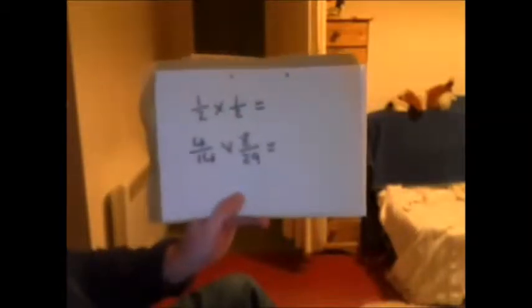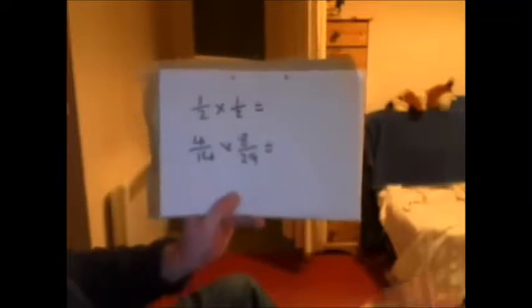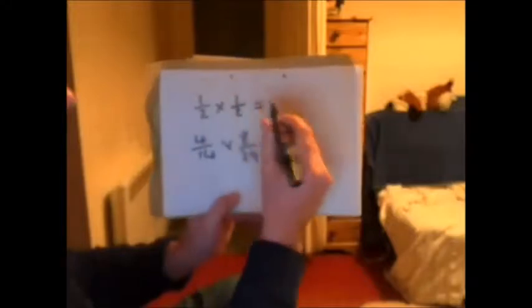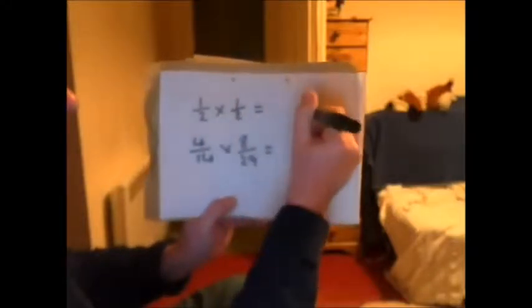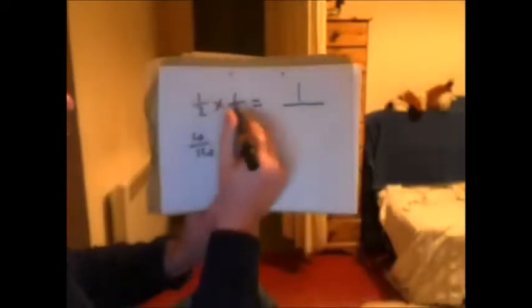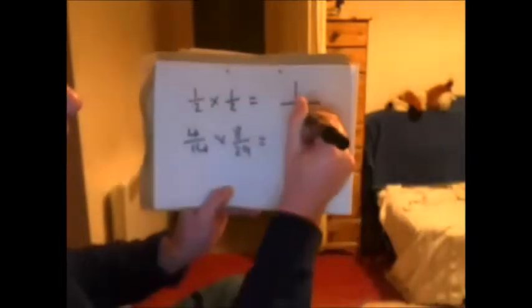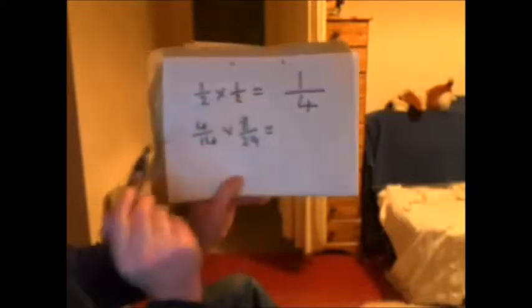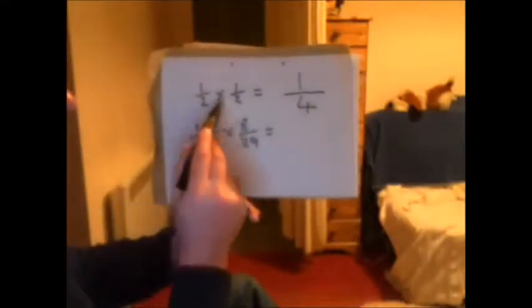a half times a half. 1 times 1 is, surprise, surprise, 1. 2 times 2 is 4. And that makes sense, doesn't it? Because it's really asking you what is half of half. Okay? And half of a half is a quarter.